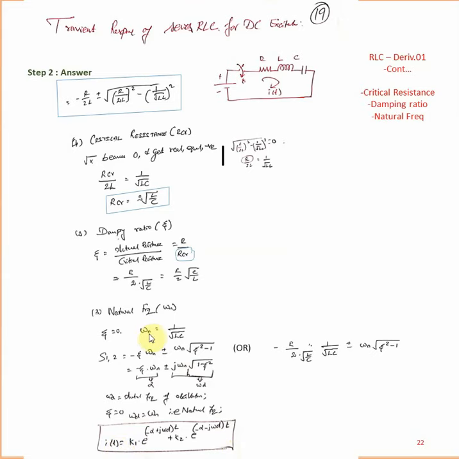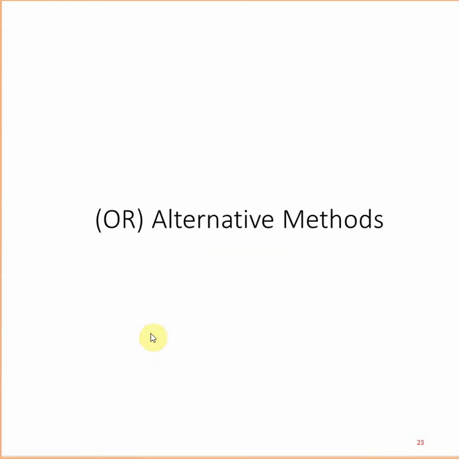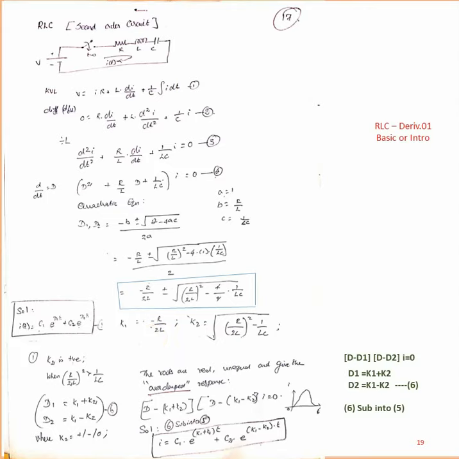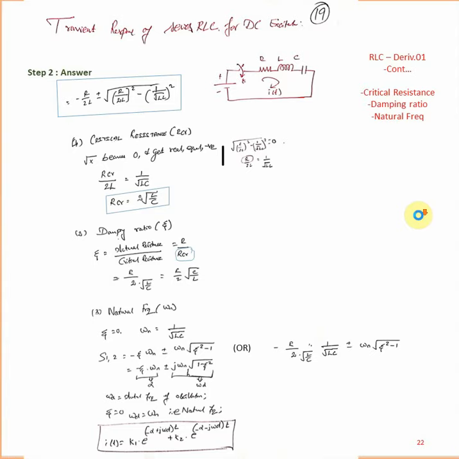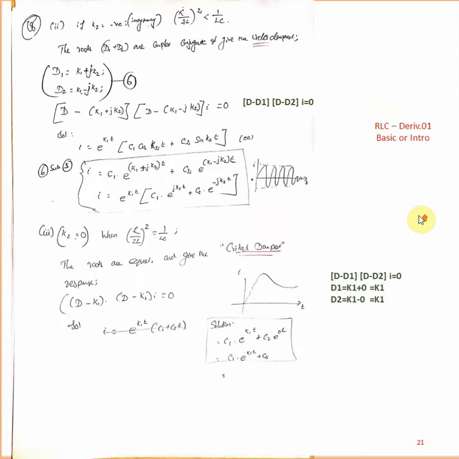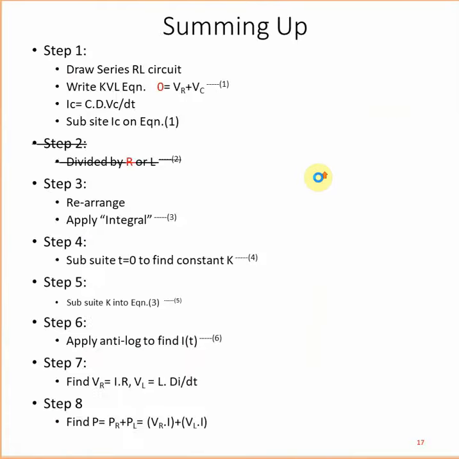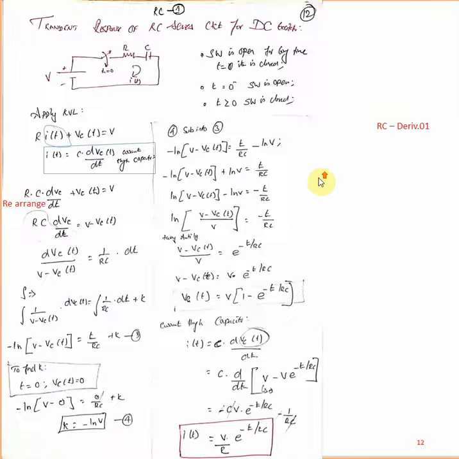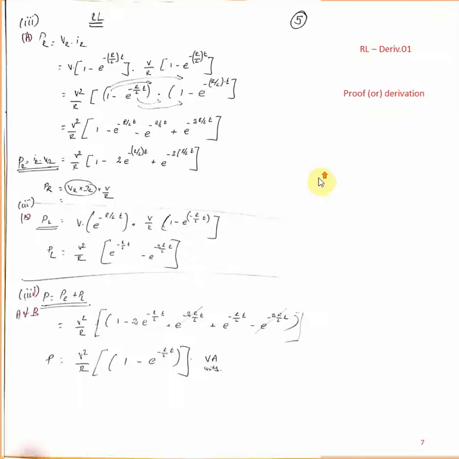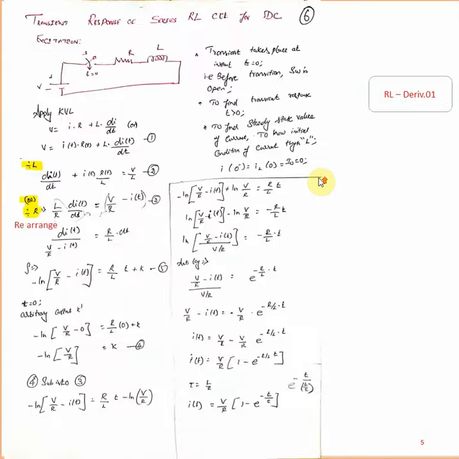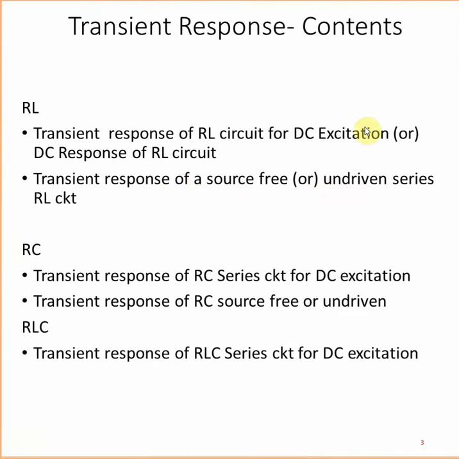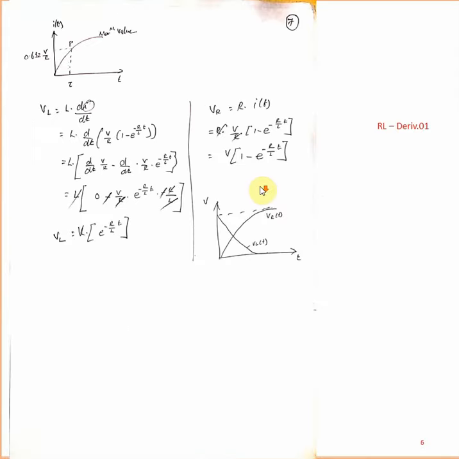So this is about the RLC transient response. Let's go ahead with RLC. So far I have discussed one type of method. Through the summing up method, I will solve it simply, and I will give a short recap about RL. What is RL? There are two derivations: one is with DC excitation, or without DC excitation, which is called the free source. What is the summing up on that? So this is the summing up.